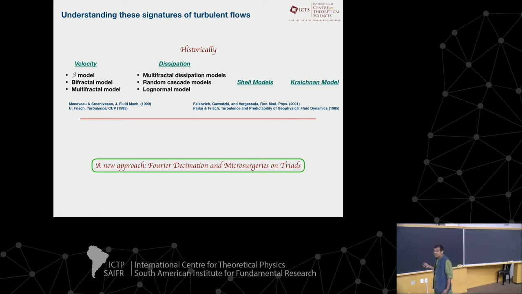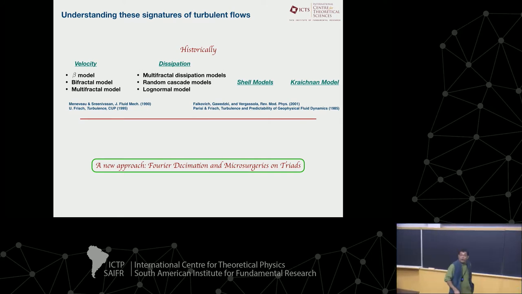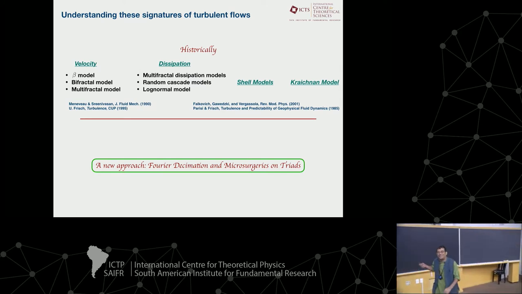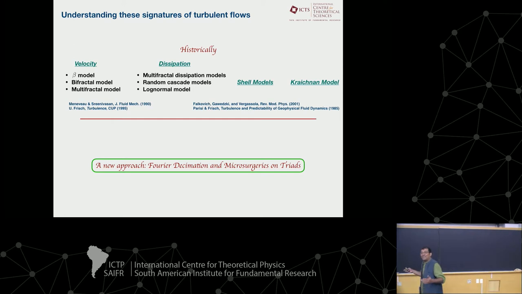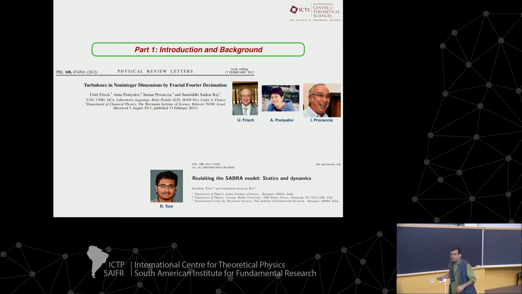So in recent years, some of us have been involved in developing a new approach which we call Fourier decimation, and I'll introduce this a little because even to the turbulence community this may not be that obvious. So let me quickly give a little background to this. For reference, the first papers were with Uriel, Anna, and Itamar, and then recently my student Ritwik also worked on it.